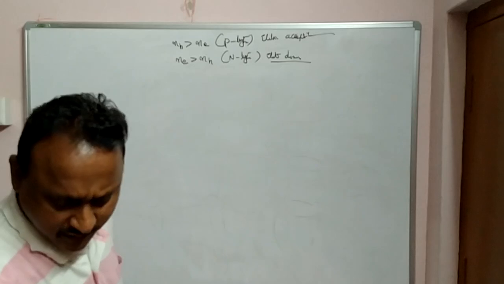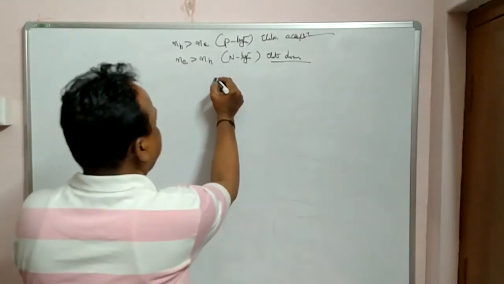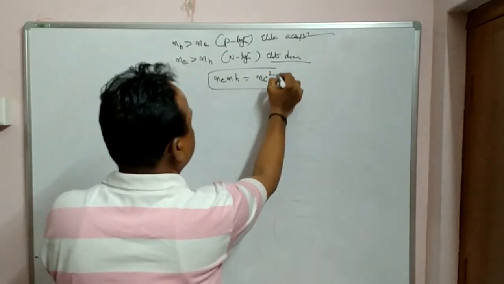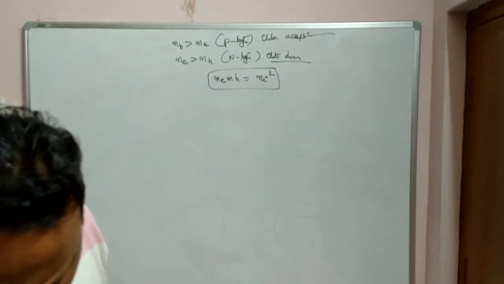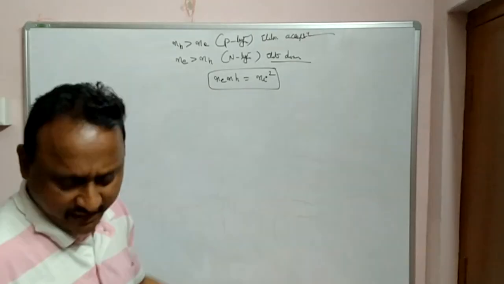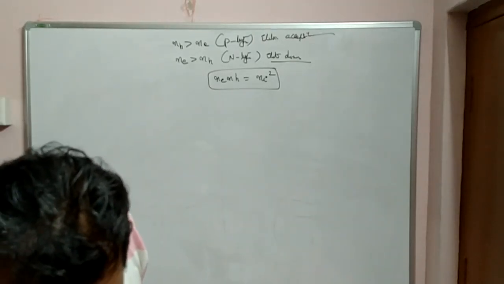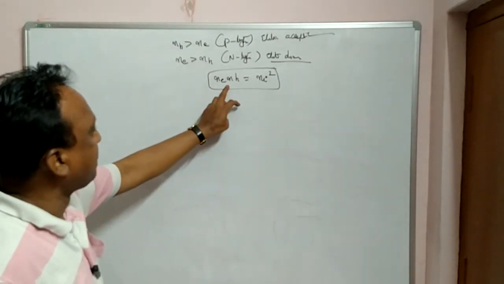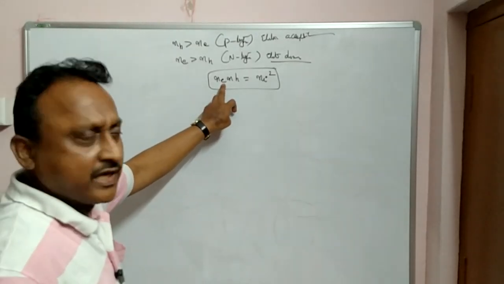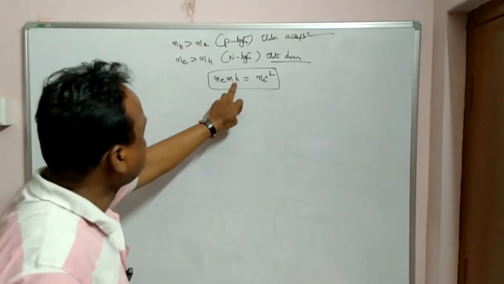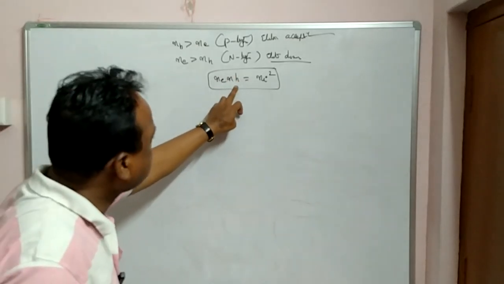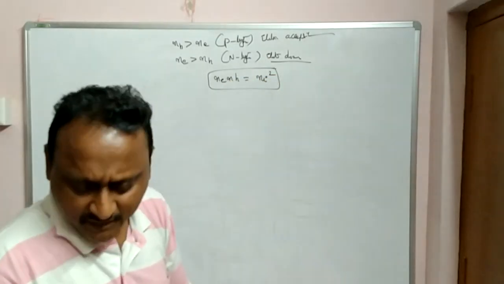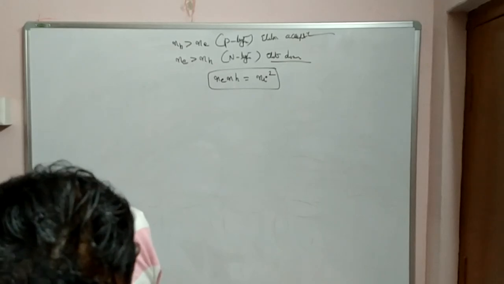And we have one formula also: Ne into NH is equal to Ni square, for numerical problems. Sometimes you can take Ne into NH is equal to Ni whole square, which is used for numericals, please. Ne is the number of electrons and NH the number of holes. Number of electrons into number of holes is equal to Ni whole square. This is a formula you can utilize for the numericals.